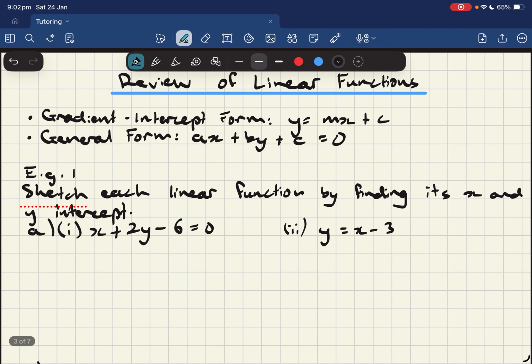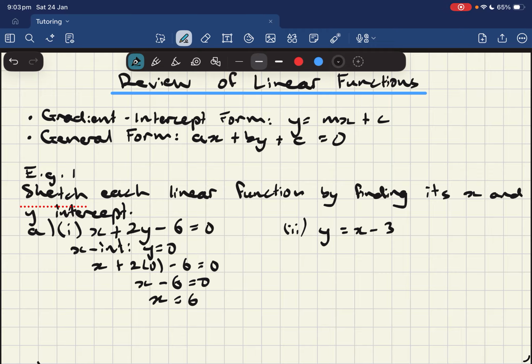Now, we're going to, in example 1, sketch each linear function by finding its x and y intercept. So we have to remember two things: that to find the x-intercept, this occurs when y equals 0. So we can find the x-intercept by substituting in y equals 0. That's what we're going to do now. So x plus 2 times 0 minus 6 equals to 0. Now, the 2 times 0 just cancels out to give us 0. And we can rearrange x minus 6 into x equals to 6. So our x-intercept is 6 here.